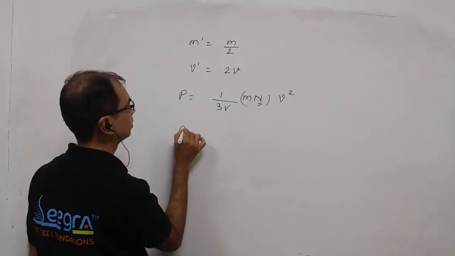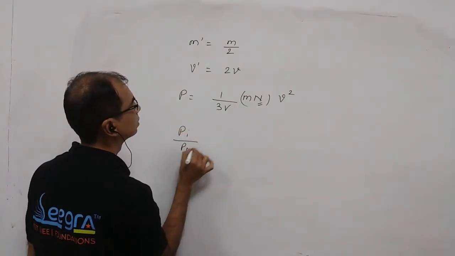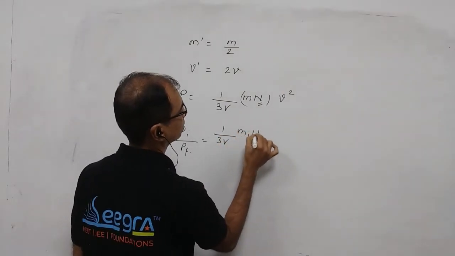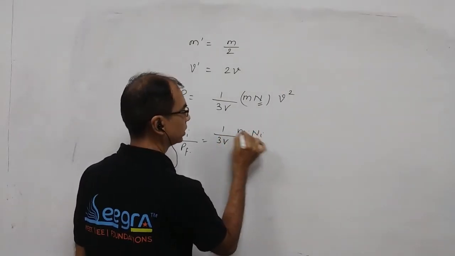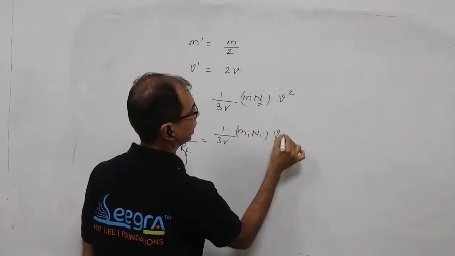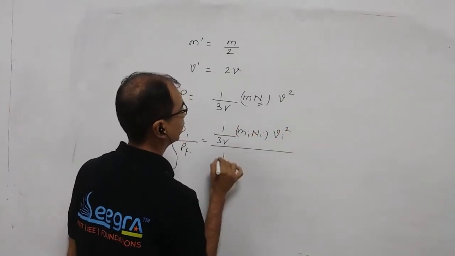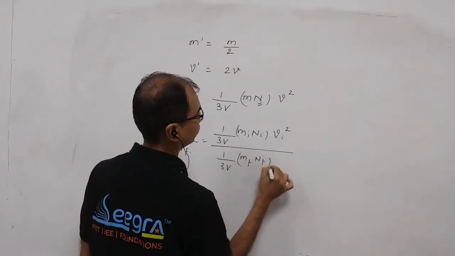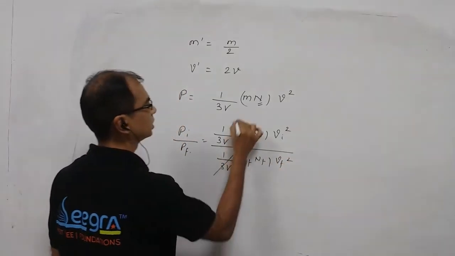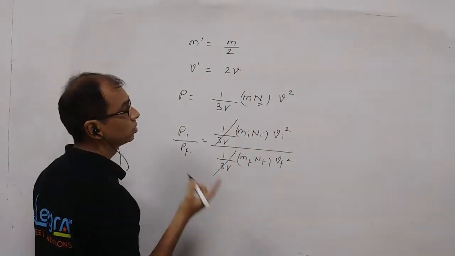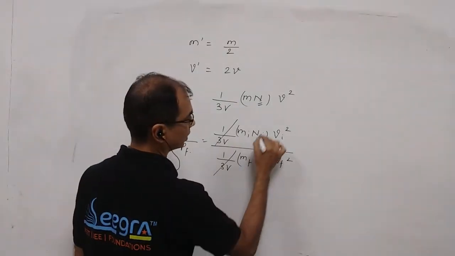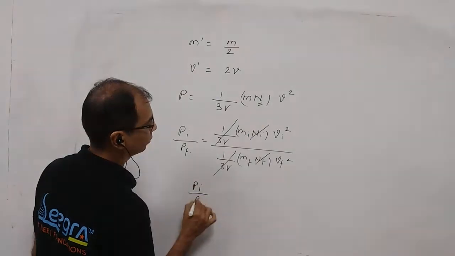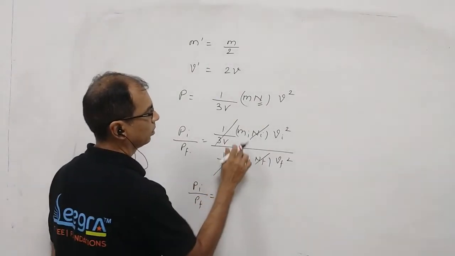So let's say P initial by P final equals 1 by 3V, M initial, N same, V initial square, by 1 by 3V, M final, N final, and V final square. So this and this is cancelled. He didn't talk about the number of molecules, so I am considering they are same. So this is also gone. And now what we have? Pi by Pf, Mi by Mf.